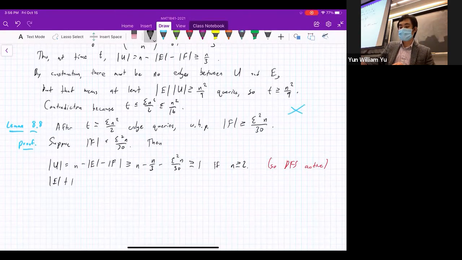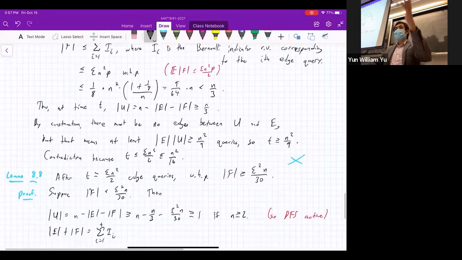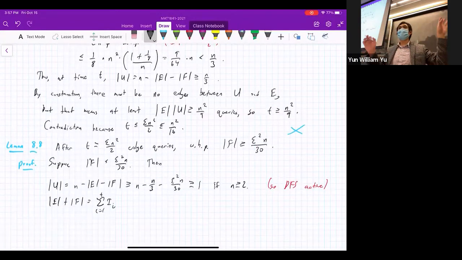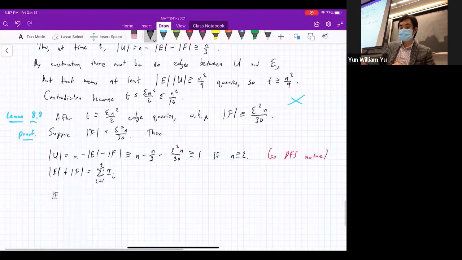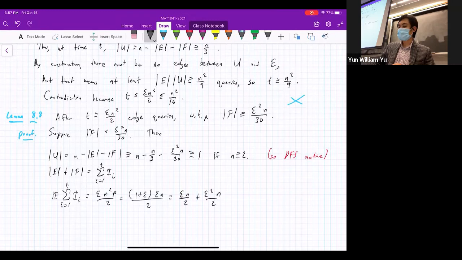And we know that E plus F is equal to the sum from i equals 1 to T of I sub i, because you need yes queries to move nodes from U to F. This is the same as our less than or equal to earlier, except here they're actually equal since we're including both the set E and the set F. And we know that the expectation of the sum over i equals 1 to T of I sub i is equal to epsilon n squared p over 2, which is equal to 1 plus epsilon times epsilon n over 2, which is equal to epsilon n over 2 plus epsilon squared n over 2.